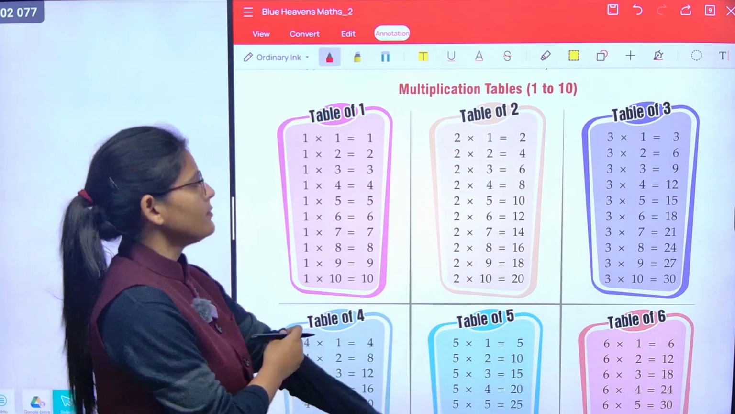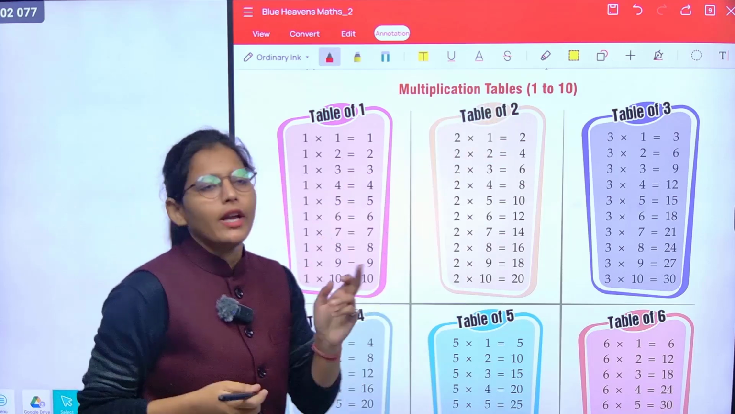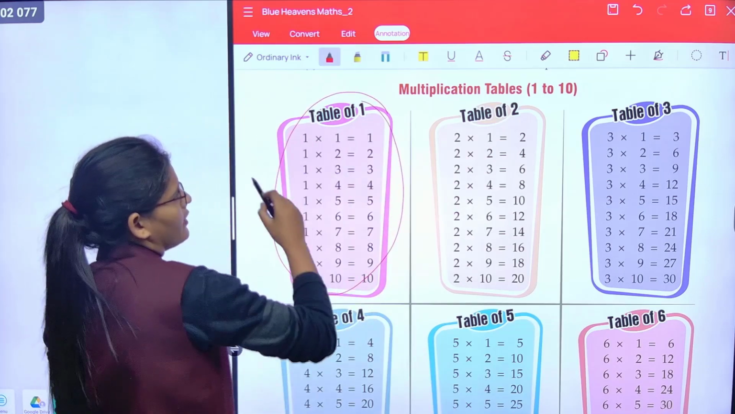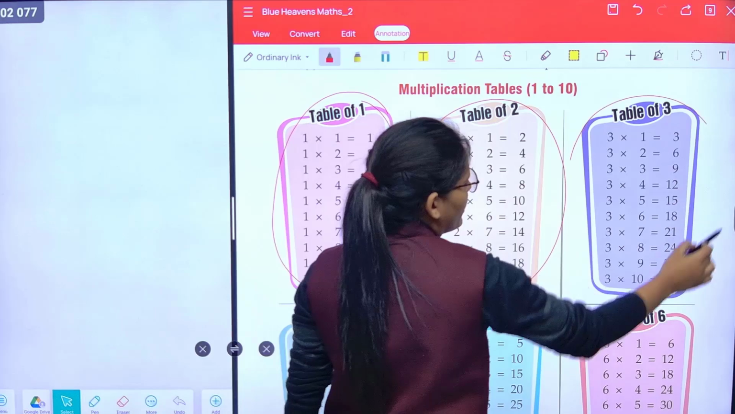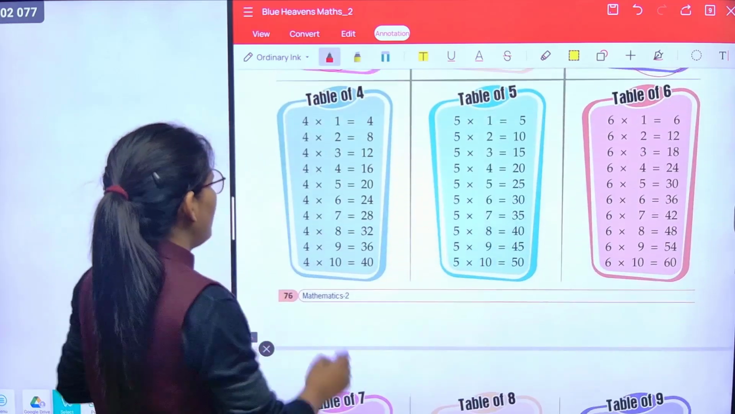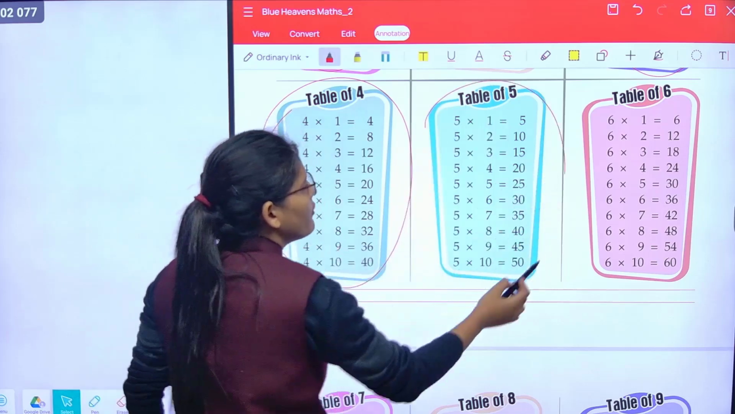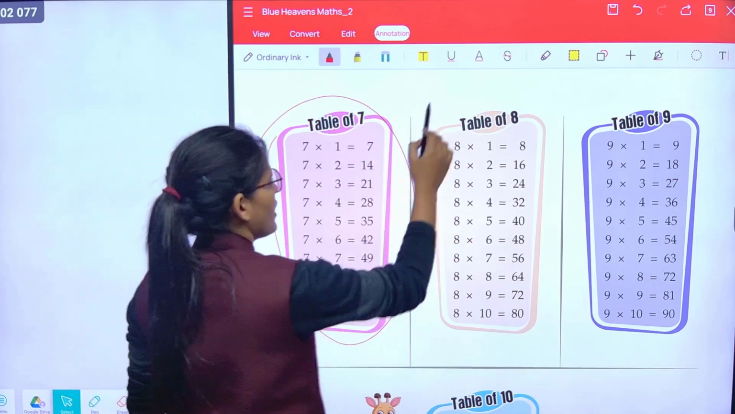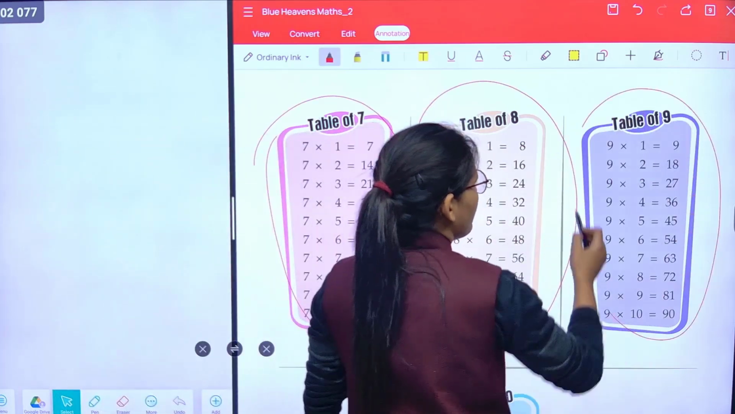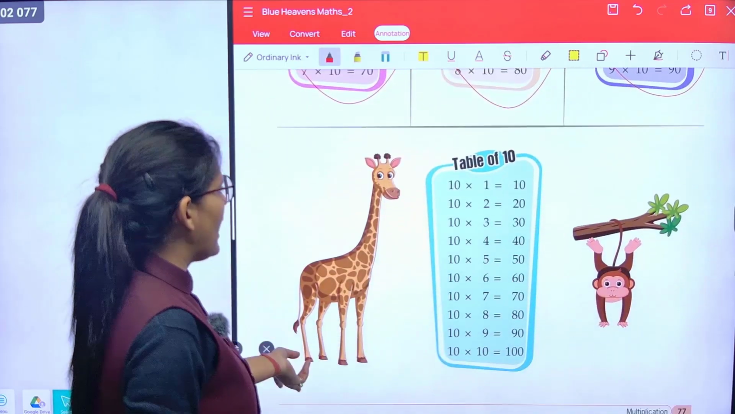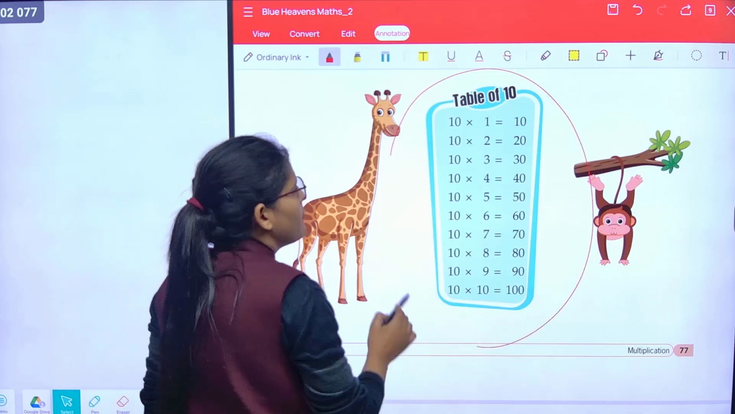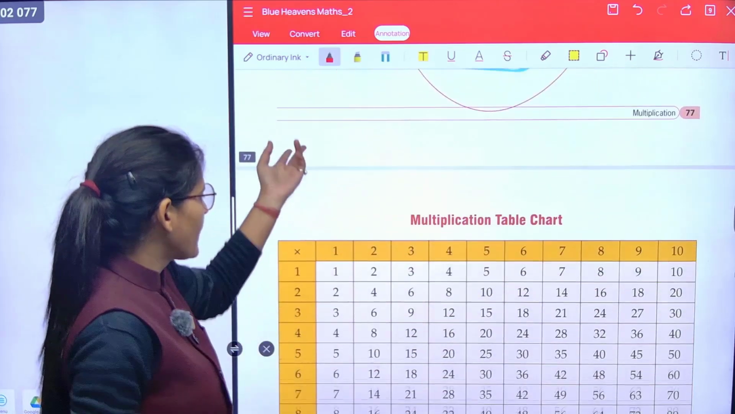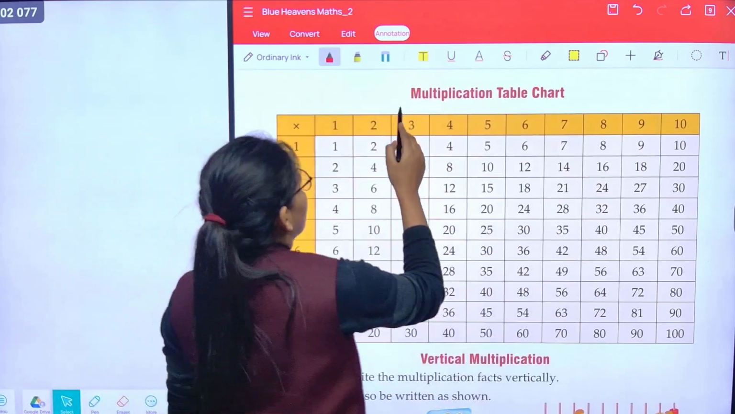Now class, multiplication table 1 to 10. Class, see, this is the table of 1, table of 2, table of 3, table of 4, table of 5, table of 6, table of 7, table of 8, table of 9, and the table of 10. Class, in multiplication you have to learn the tables, so you have to learn these tables properly. Okay. Now class, see the multiplication chart.